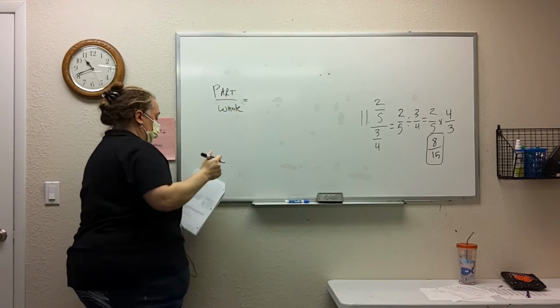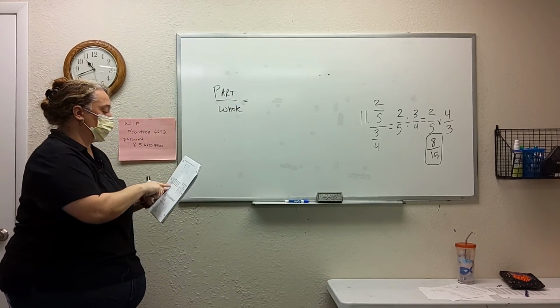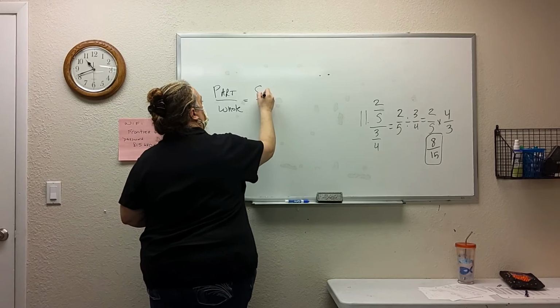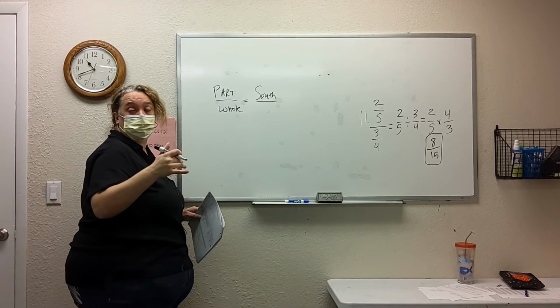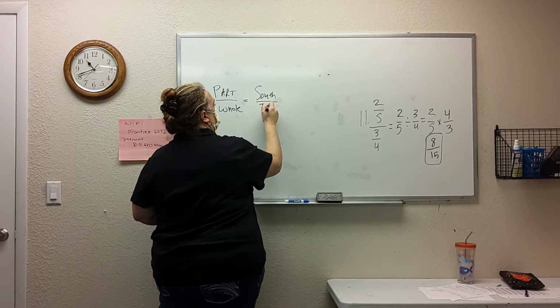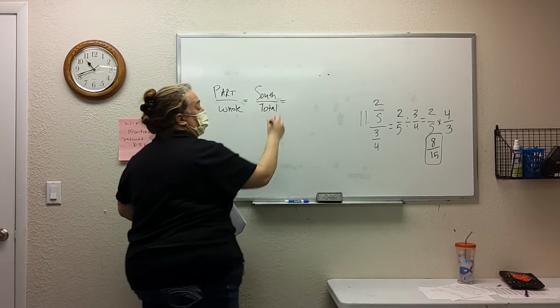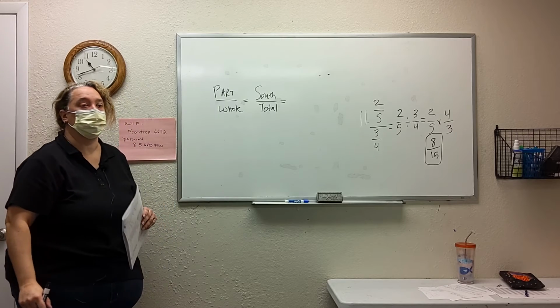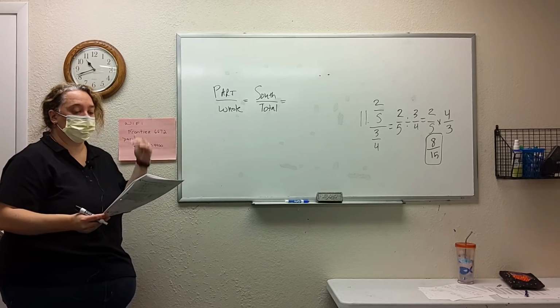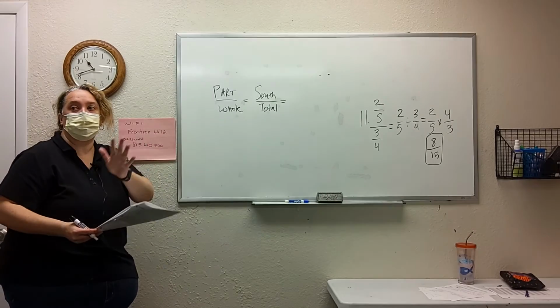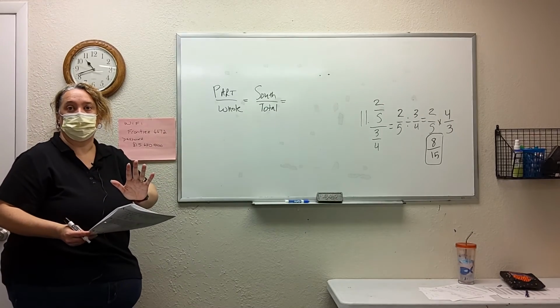So the part is what I want. What do I want? I want the people that were born in the South. So I want the presidents that were born in the South, of the guys I haven't crossed out, so I don't want to count my 19th century people, out of the total people I have left, the ones I haven't crossed out. Okay? All right. So how many presidents were born in the South of the guys that I still have left, the ones that I haven't crossed out?